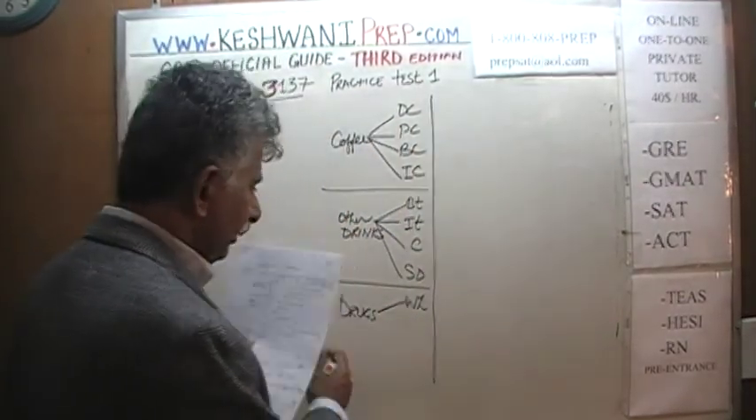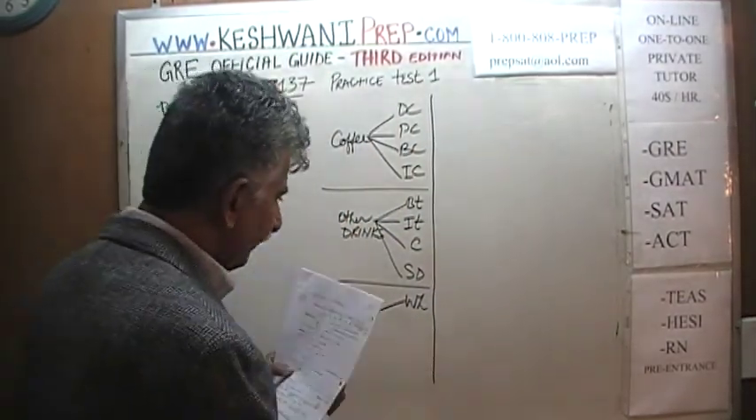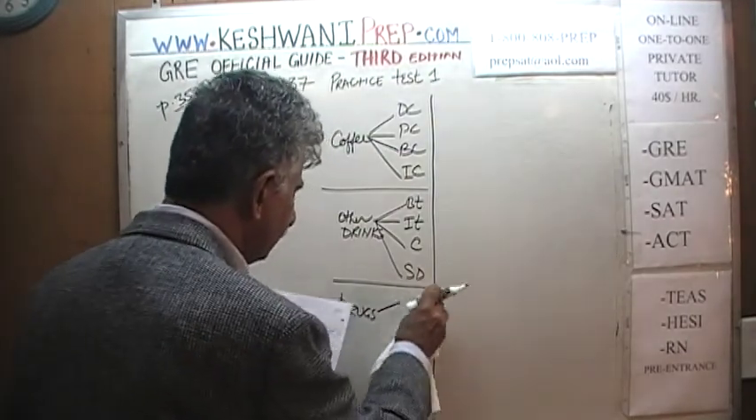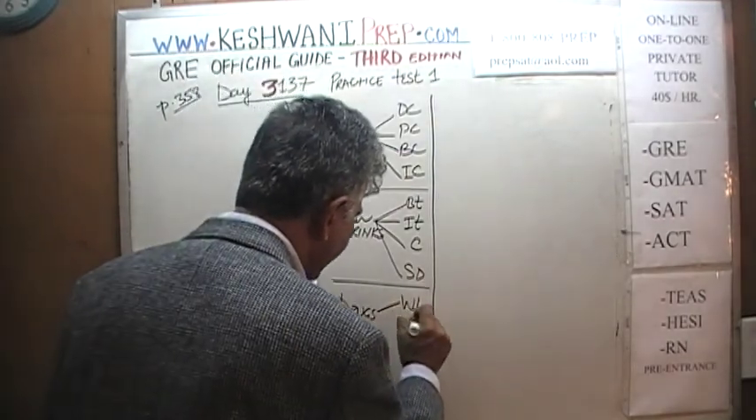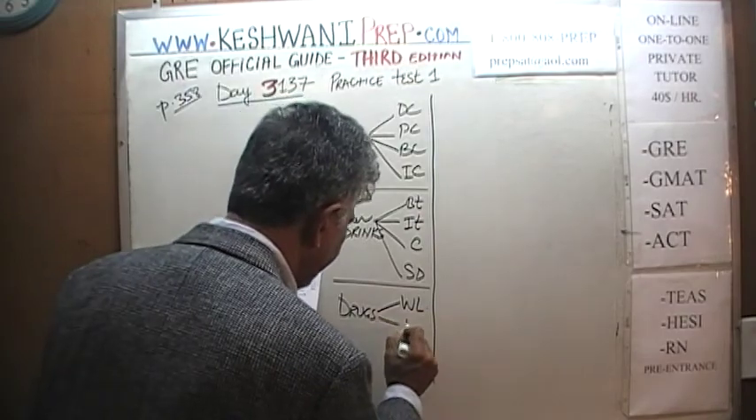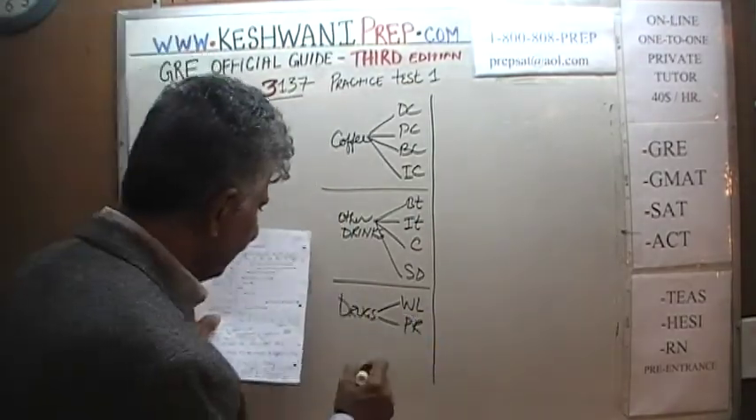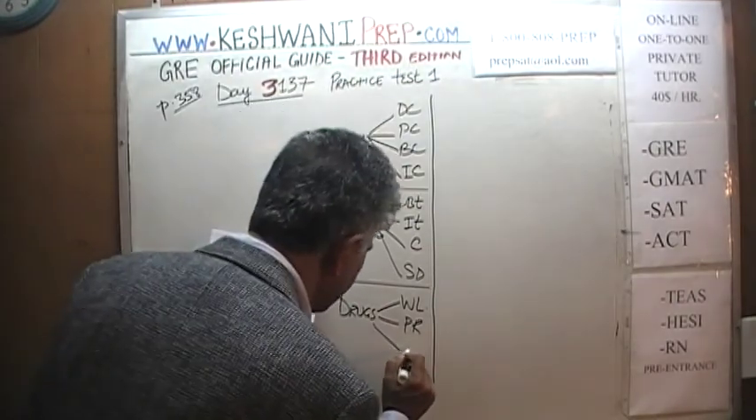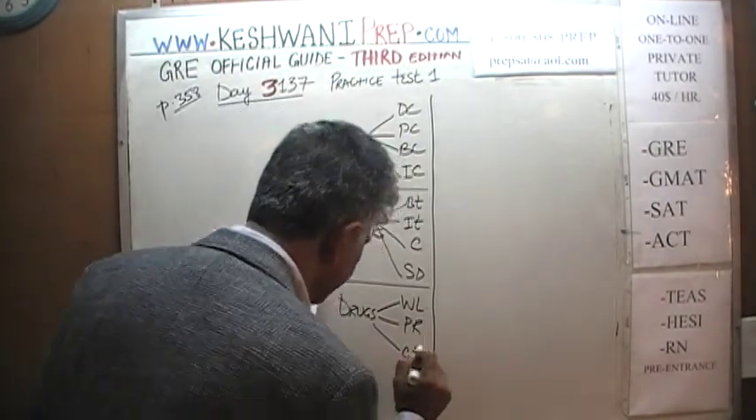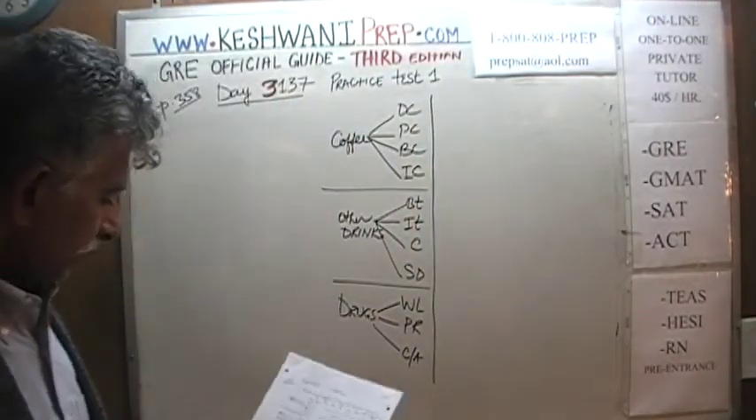So we have drugs dealing with weight loss, that's W and then L, weight loss. Then we have drugs that deal with pain relieving, they relieve pain. And finally we have the third one, which deals with allergy and cold. Let's get going, shall we?